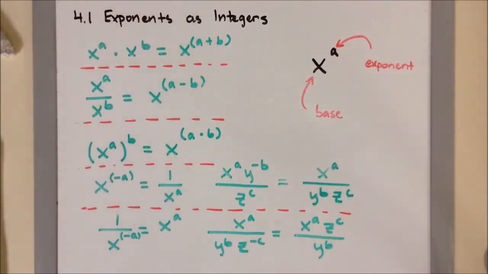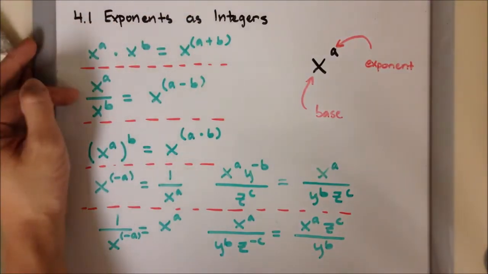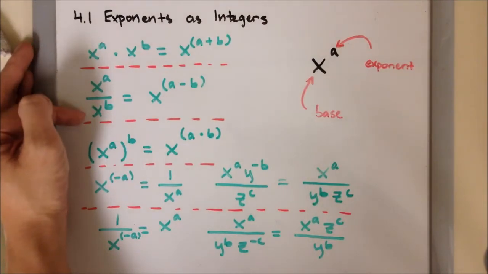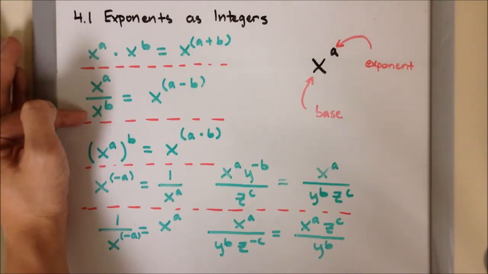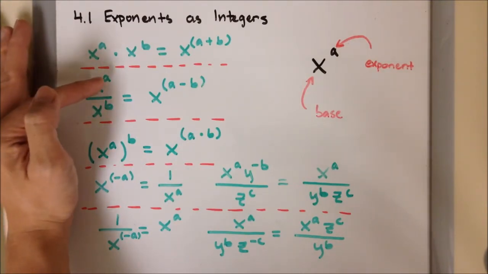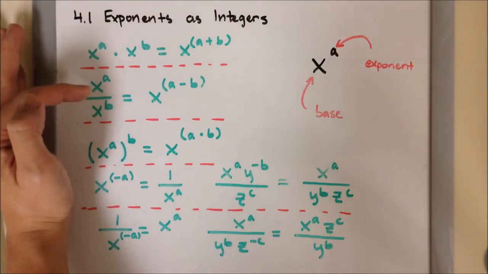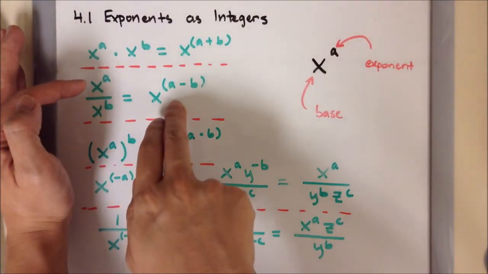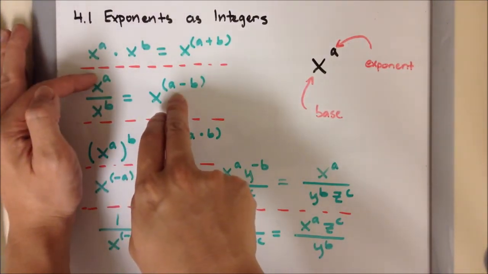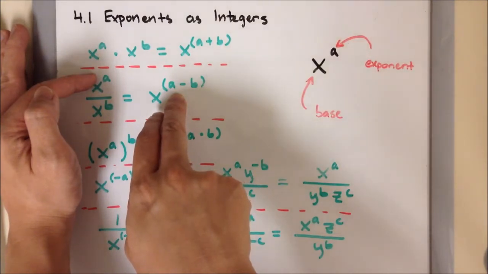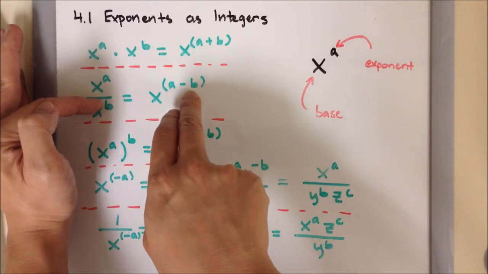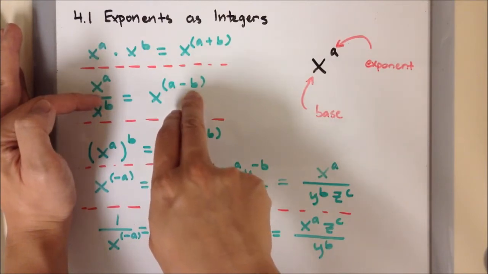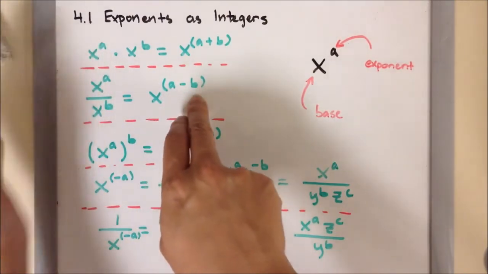Now the opposite case is similar. So here, same bases in fraction form means divide. If same bases are dividing, then I'm going to be subtracting the exponents. So when I simplify, my top exponent will come first, then minus, and then the exponent in the denominator will be second. So a minus b.